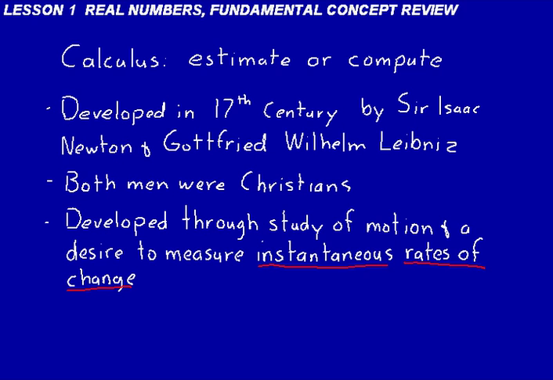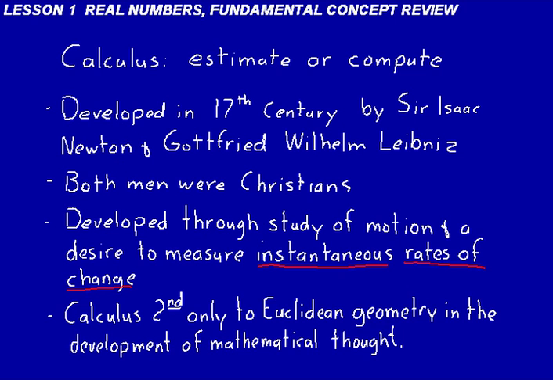It's important to know, too, that mathematics historians agree that calculus is second only to Euclidean geometry in the development of mathematical thought throughout history. If you recall from advanced mathematics, Euclidean geometry has that deductive reasoning process to it. Deductive reasoning is about applying rules. Inductive reasoning is about finding rules. In mathematics, we do lots of deductive reasoning.